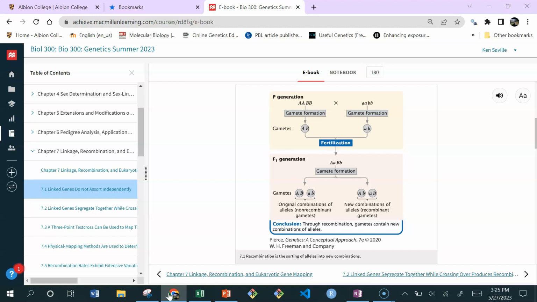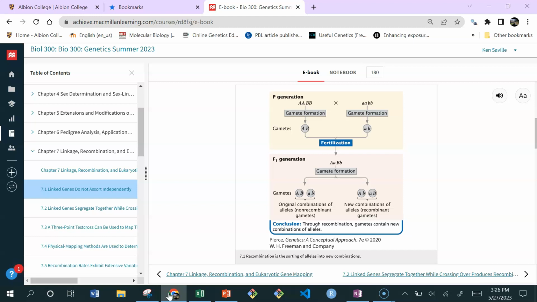You'll notice we start with big A and big B together, cross to little a and little b together, and then we get big A, little a, big B, little b. And then in the gametes, we have big A and big B together, little a and little b together. Those look like the parents up here. But then we also get these that are big A, little b, and little a, big B. This is a new combination of alleles, so we call this recombination.